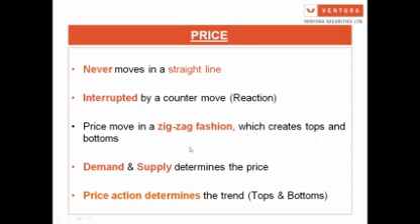And demand and supply determine the price. If the demand is higher than the supply, naturally the price is going to move in an upward direction because of more buyers in the scrip. And if the supply is higher than the demand, price is going to come down because there are more sellers in the market than buyers. And as I said earlier, price action determines the tops and bottoms.